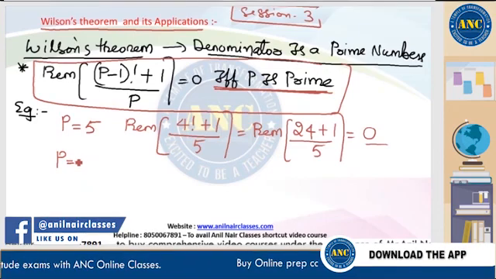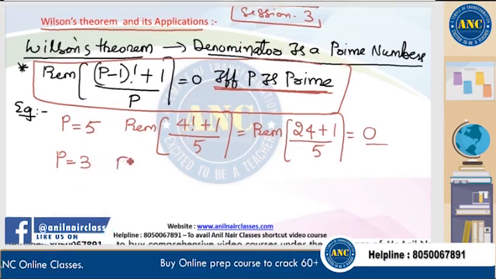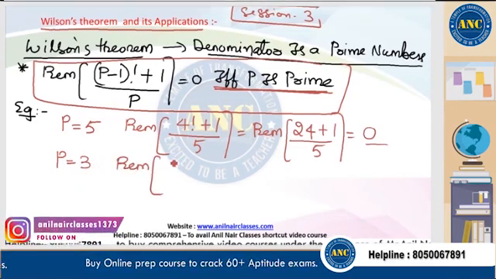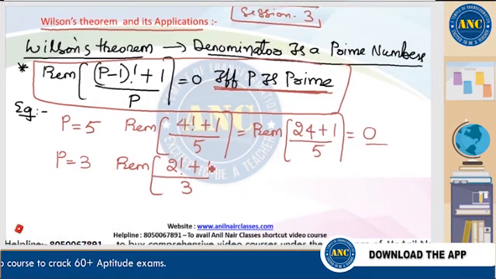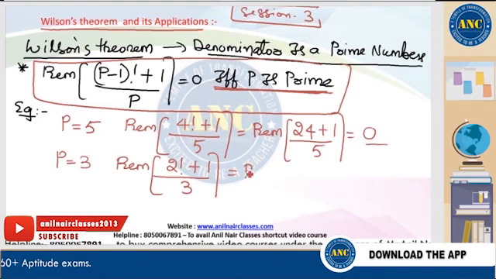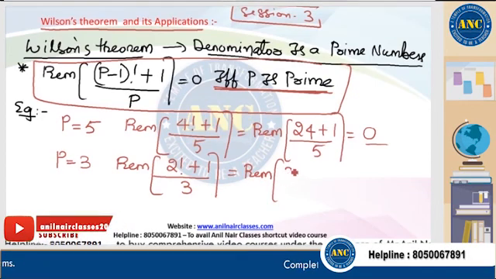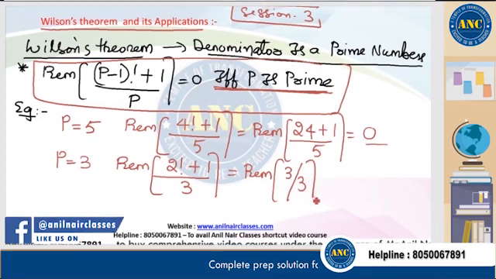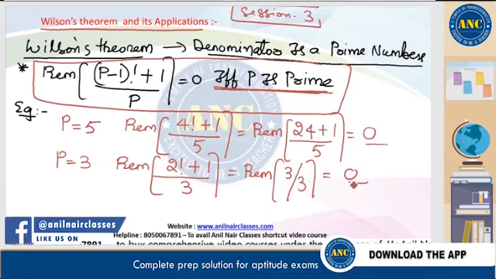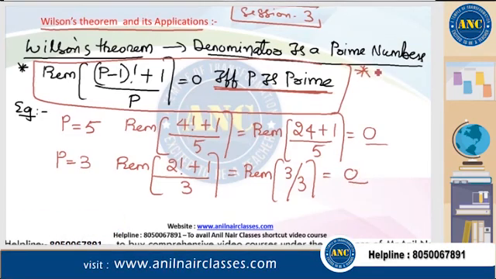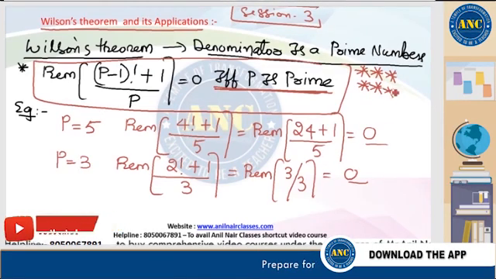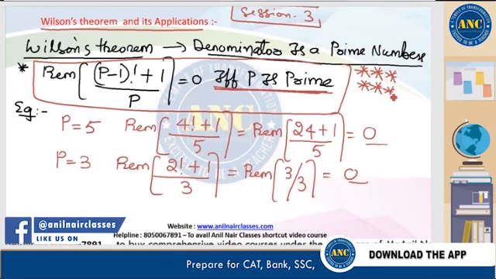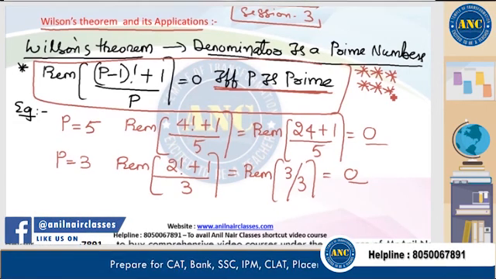Suppose I take one more example, P equal to 3. 3 minus 1, 2 factorial. 2 factorial plus 1 when divided by 3. 2 factorial is 2. 2 plus 1 is 3. 3 divided by 3, the remainder is 0. The remainder when P minus 1 factorial plus 1 is divided by P is 0 if P is a prime number. We will do various kinds of questions based upon this.